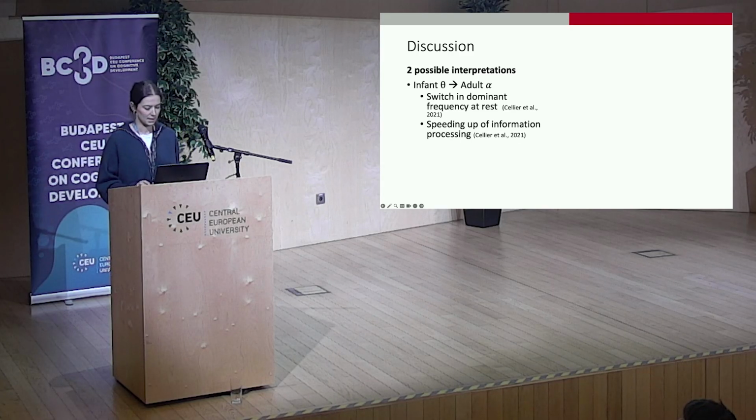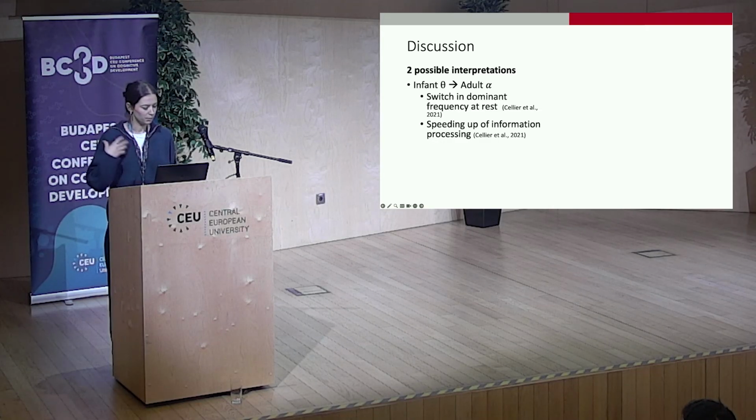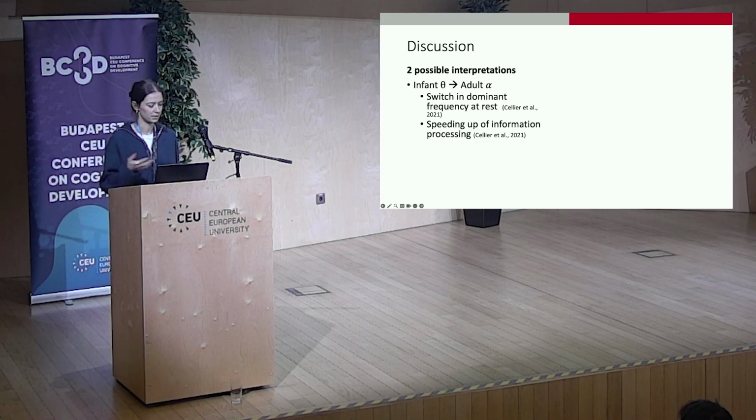The first one is that infant theta eventually becomes adult alpha. That is, infant theta speeds up, so the information processing speeds up to become adult alpha. So they're essentially functionally equivalent. This finding could be made based on the resting state study I presented earlier.